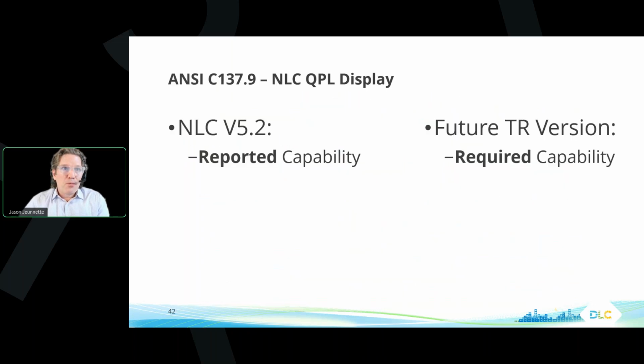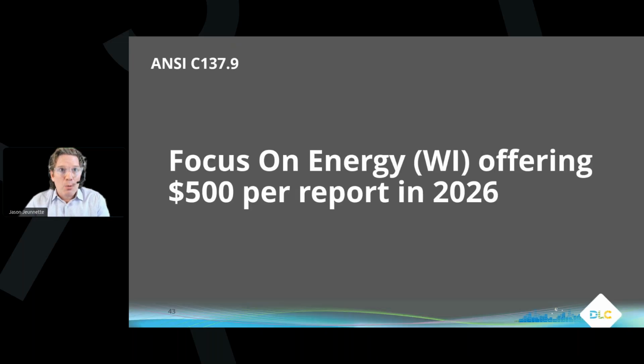So for the NLC QPL, the plan right now is we are reporting whether or not a system is capable of generating these reports as a reported capability in version 5.2. In a future TR version, somewhere down the line, we were going to make the generation of C137.9 compliant reports a required capability, but that is down the road a little ways. As of now, we don't know of any systems that are capable of performing this, so the market is wide open for a first mover.